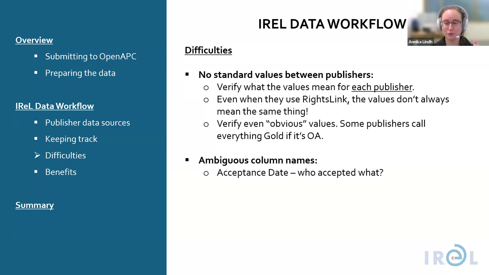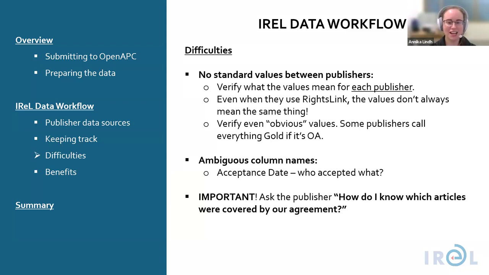Watch out for ambiguous column names. One thing to really watch is the acceptance date, because sometimes it's just called acceptance date, but who accepted what? Is it the editorial acceptance date, or the date when the author accepted the offer, or when the OA approvers accepted it? It seems obvious, but you really need to verify that it means what you meant. And the most important thing of all is to ask the publisher, how do I know which articles from the report were actually covered by the agreement, if you have an agreement?